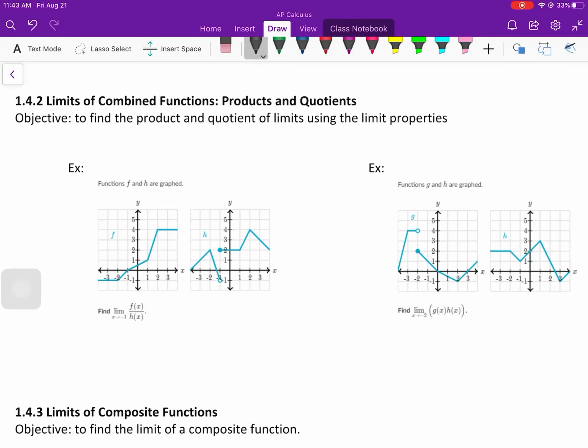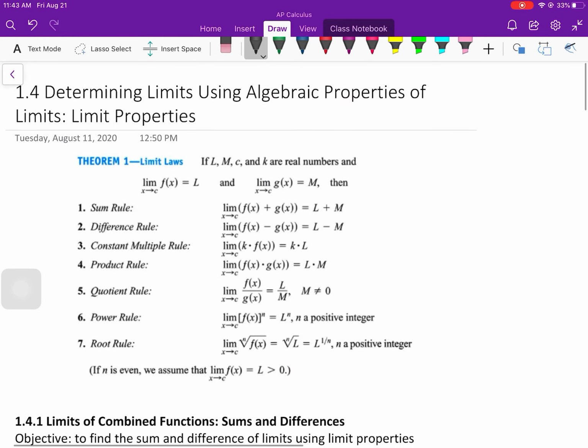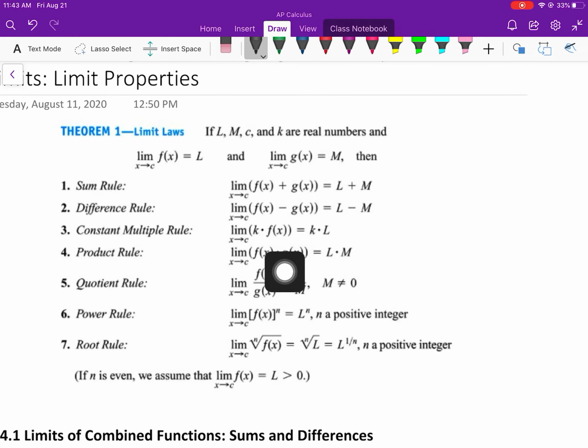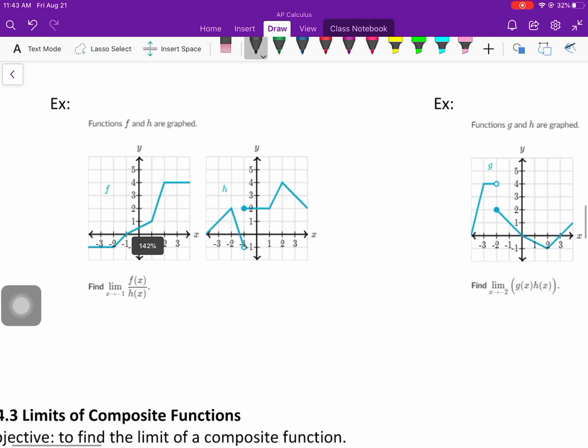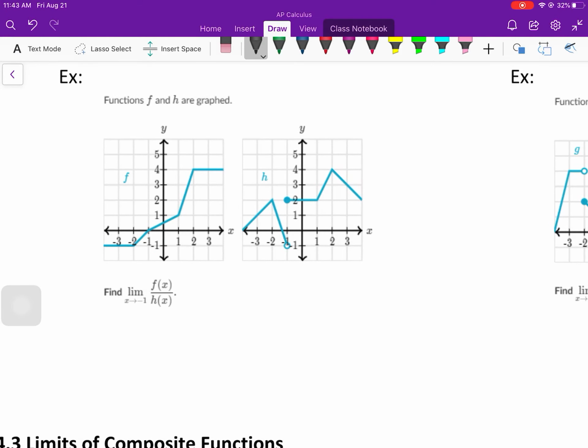So 1.4.2, same idea, but we're just going to be dealing with multiplying and dividing. And if you look, it's really just the same basics. So I think a lot of the problems you just multiply the two limits, divide the two limits. All I saw here was kind of a couple special cases, so let's go over that.